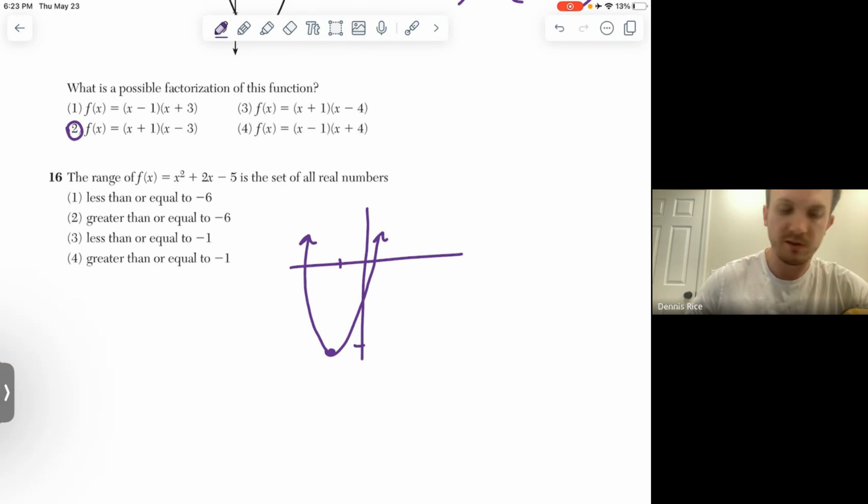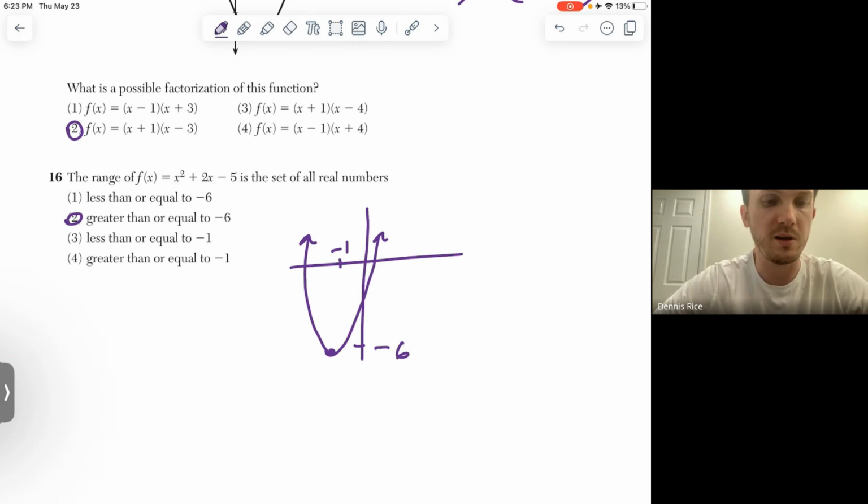If you can't find the vertex, do your negative b over 2a stuff. But in this case, it is a nice vertex. I know that's a horrible graph, but it's just for demonstration purposes. So the range is going to be everything larger than -6. So choice 2. Again, having a little picture in mind comes in handy with these questions.